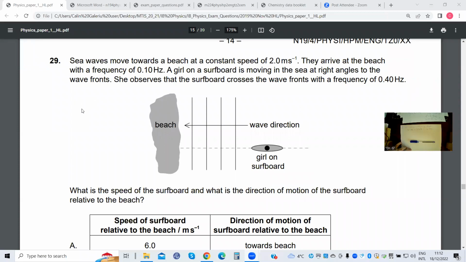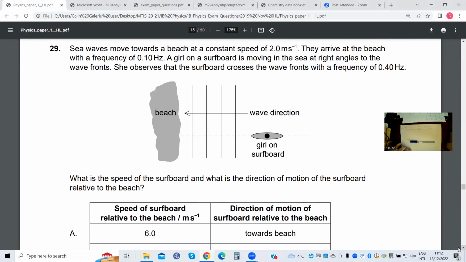Sea waves move towards the beach at a constant speed of 2 meters per second. They arrive at the beach with a frequency of 0.10 hertz. A girl on a surfboard is moving in the sea at right angles to the wave fronts. She observes that the surfboard crosses the wave fronts with a frequency of 0.40 hertz. What is the speed of the surfboard and what is the direction of motion of the surfboard relative to the beach?